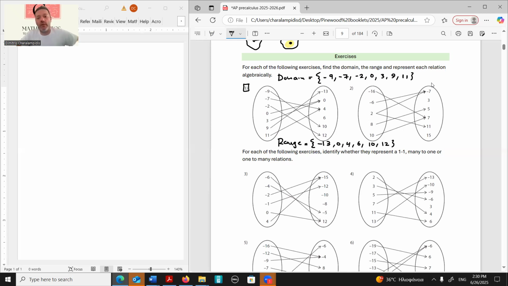Now, if we wanted to classify that, we would say that it's certainly not one-to-one. It is because we can see here that we have this thing going on. It is definitely a many-to-one. It's not one-to-many, and it's not onto because this number here, number 6, is not related anywhere. And that would be all.